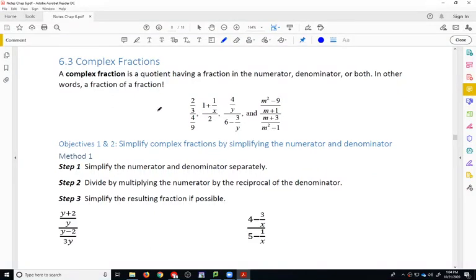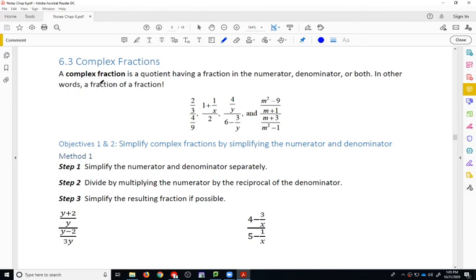So there are two methods for solving complex fractions, and what I decided is instead of trying to teach both methods in one video, I'm just going to make one video with one method, and then I'm going to make another video, or it might be two videos, with the other method. So this is all about solving complex fractions.